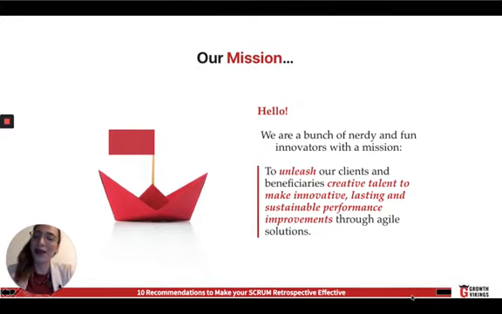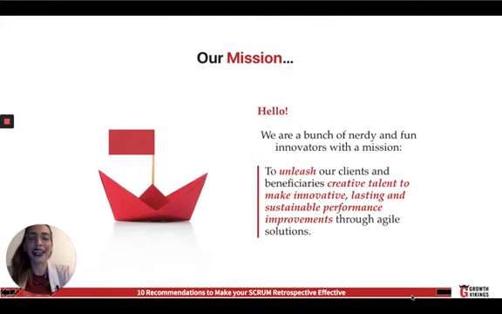So we're a bunch of nerdy and fun innovators with a pretty clear mission, and that is to unleash your clients and beneficiaries' creative talent to make innovative solutions into their teams, workforces, and communities through Agile. This is why we're usually helping organizations in their Agile team development, in the development of Agile mindsets, and in the creation of Agile strategies and implementing Agile.